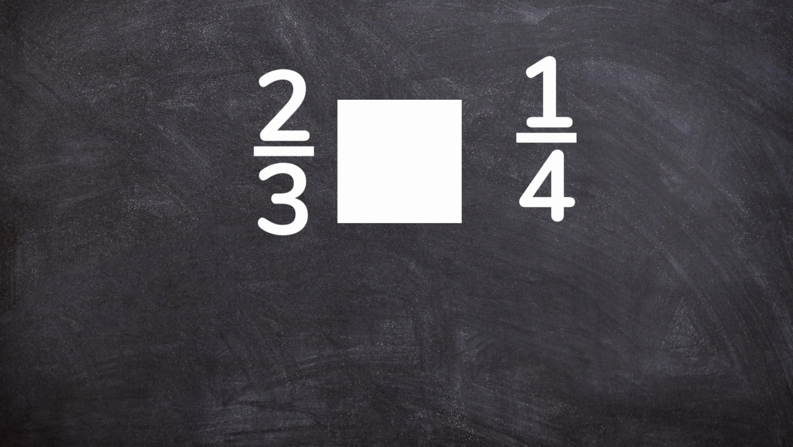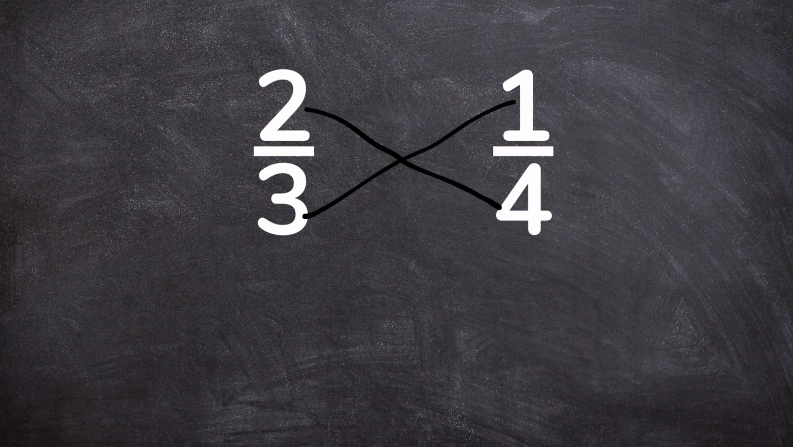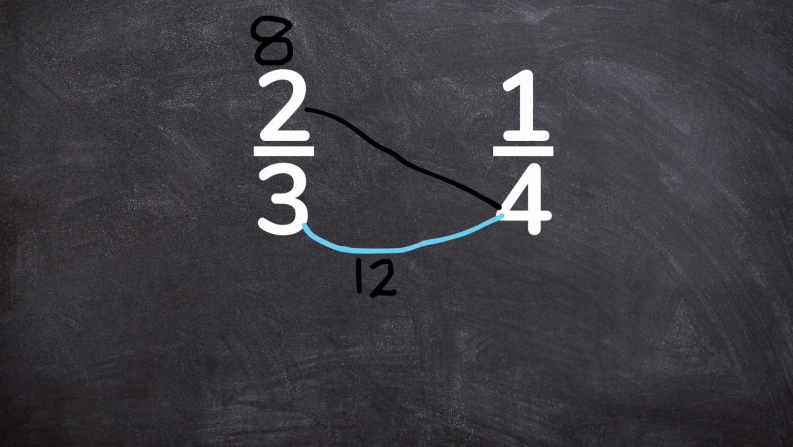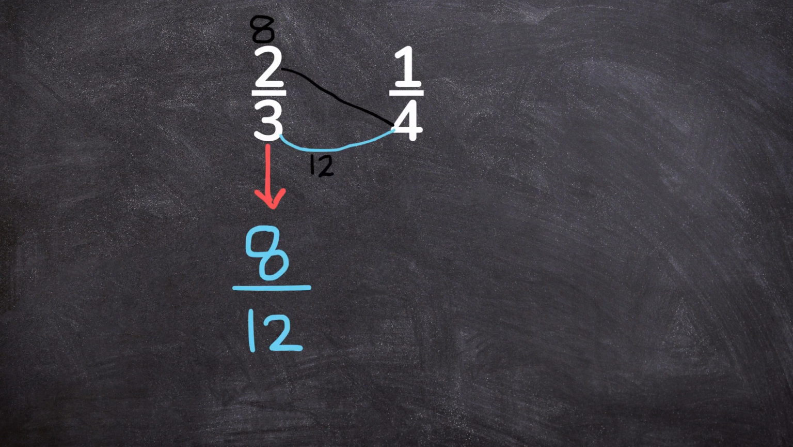So what you will do is multiply these two denominators, cross multiply. The first fraction you will multiply by the denominator of the second fraction. Our second fraction is 1/4, so we're going to multiply the first fraction by 4. So we do 2 times 4, we get 8, and 3 times 4, we get 12. Alright, so now our new equivalent fraction for 2/3 is 8/12.